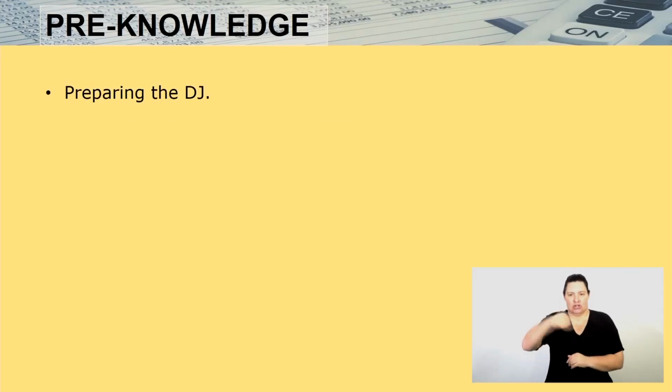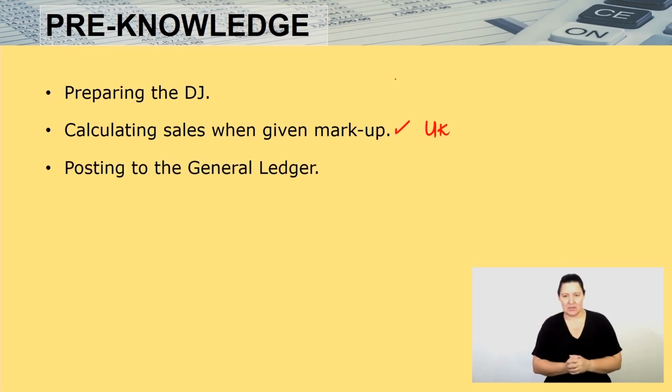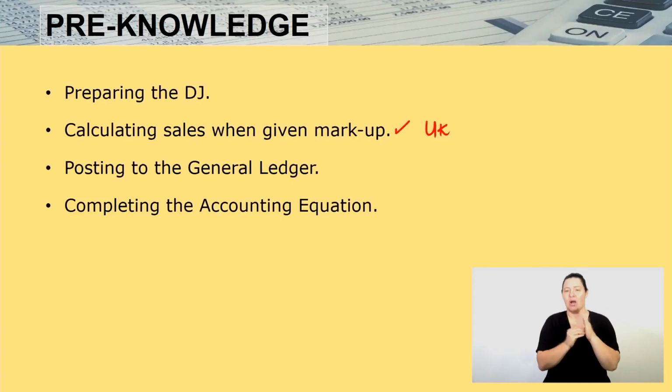At this moment, you already know the preparation of the DJ, and you already know the calculation of sales when given the markup. Some of you have a method called the UK method, and I'm going to explain that today. Posting to the general ledger is also something that you already know, and by now, you already know the completion of the accounting equation.